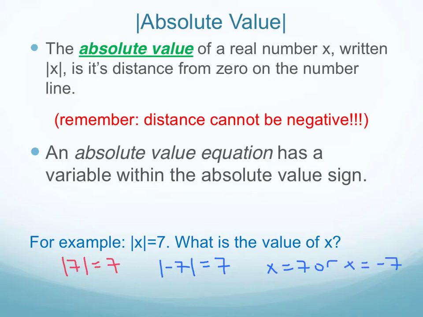Now remember, the absolute value is always positive. It can never be negative. So once the absolute value bars are isolated, what's on the opposite side of the equal sign must be positive.